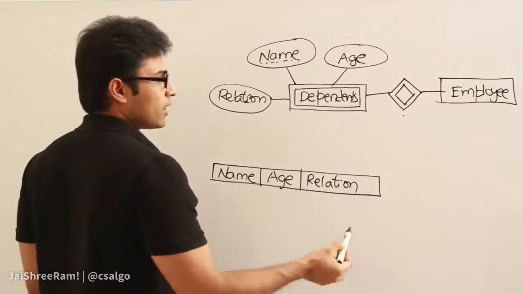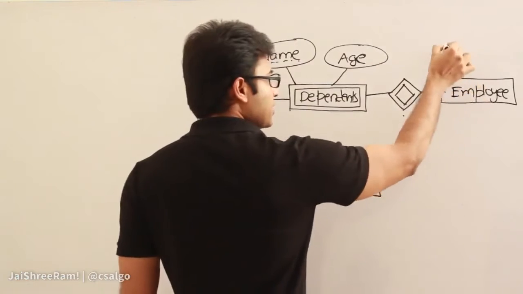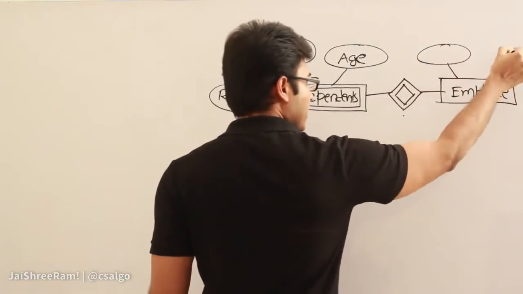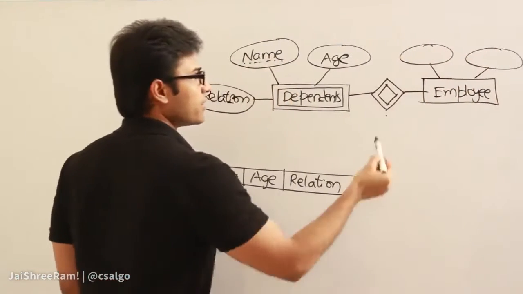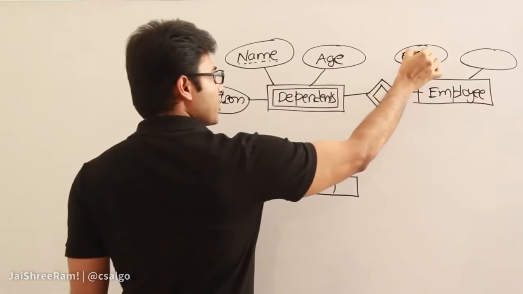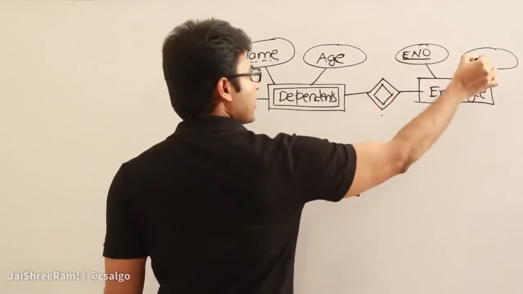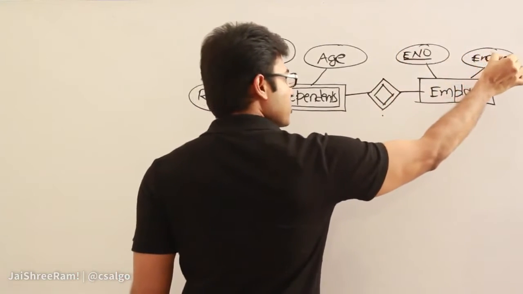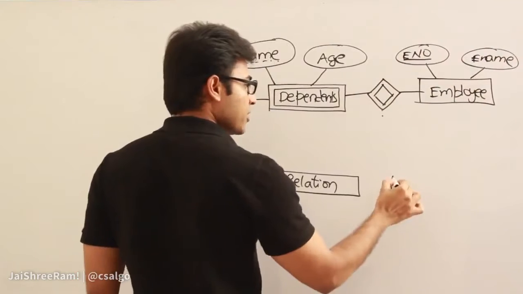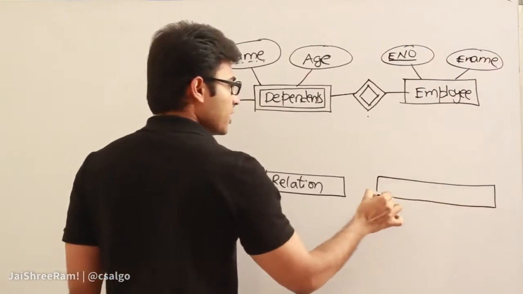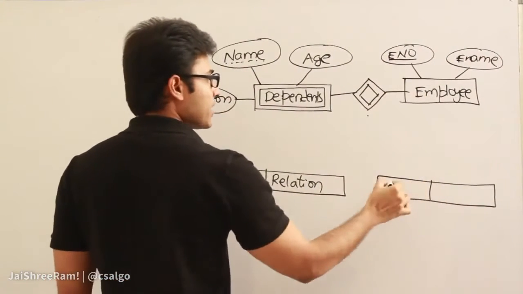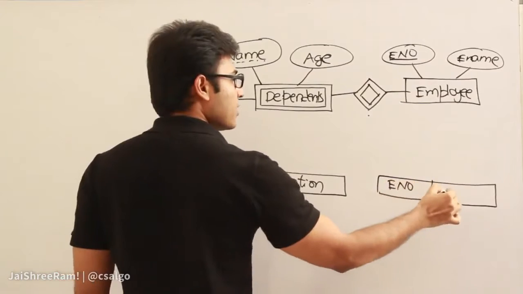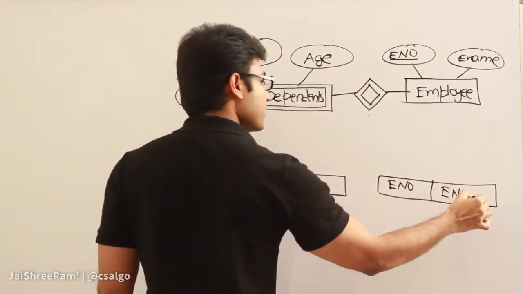And along with that, let us assume that this employee is a strong entity which is already created. Let us say there is employee number, which is primary key, and the employee name. These are the two attributes, and that particular relation is already created because it is a strong entity. So it is having employee number and employee name, right?